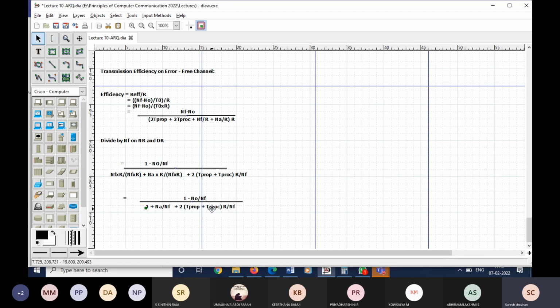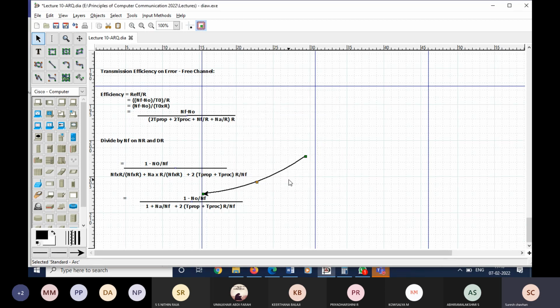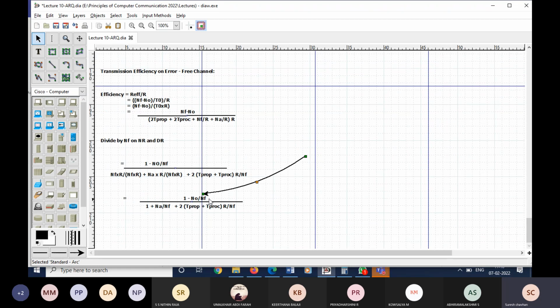So I'll get 1 plus Na divided by Nf into T propagation plus T processing Rf, right? So if you see this equation, this part Na divided by Nf, or what you can say N0 divided by NF, right? So earlier here I have written N0. It is the number of overhead bits for header and CRC. So same thing I am writing here.